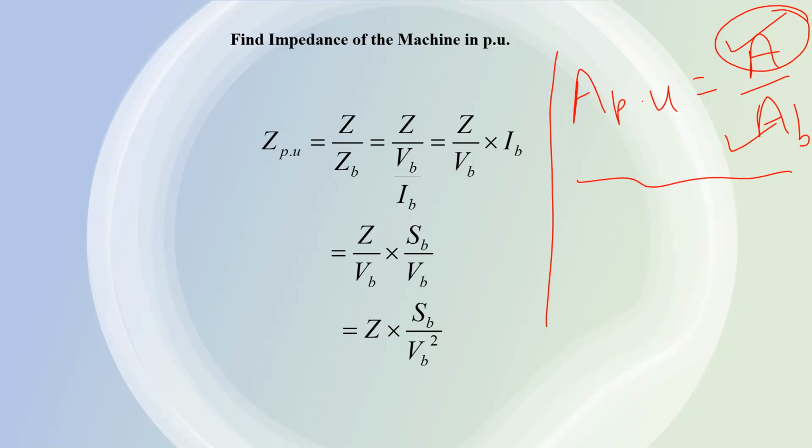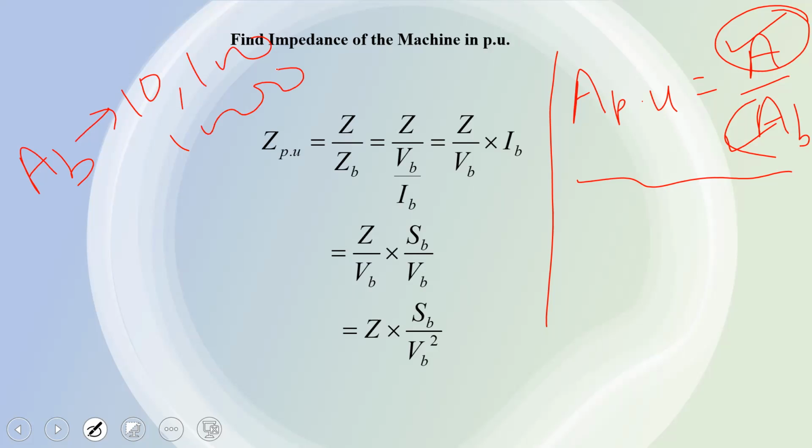The second thing which I discussed in the previous lecture is about base value. Base value can be of any round figure. Base value of any physical quantity can be 10, 100, 1000, depends on you. But you have to mention this is the per unit value on base this. So I have already discussed this concept. And the second thing which I mentioned in the previous lecture is that usually the base value is considered as the rating of the machine. So I will also consider the rating of the machine as the base value if it is not given in the problem.